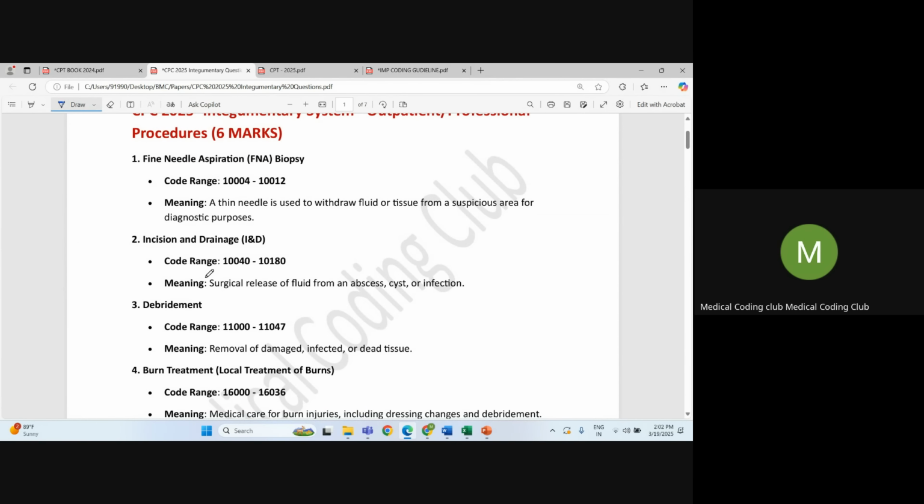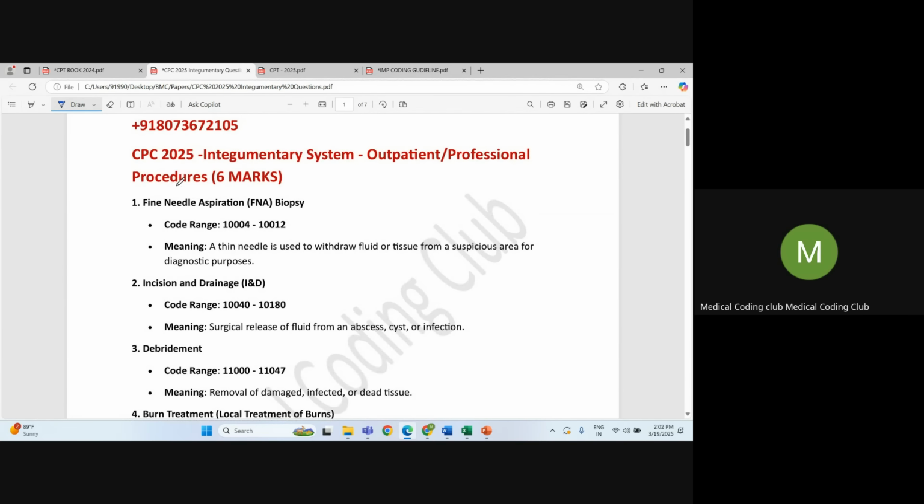Okay, the book is too big. There are so many concepts to learn, but you need to focus on certain concepts which are very important for your exam and also for your career. So from the integumentary section, first we have the important concept called fine needle aspiration.